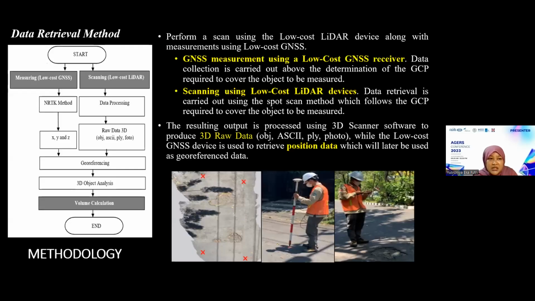The methodology of this research, first one, is the data retrieval method: measuring the GCP with a low-cost GNSS receiver, and scanning using the low-cost LiDAR device. This can produce 3D raw data used to retrieve the position data, which will later be used for georeference.